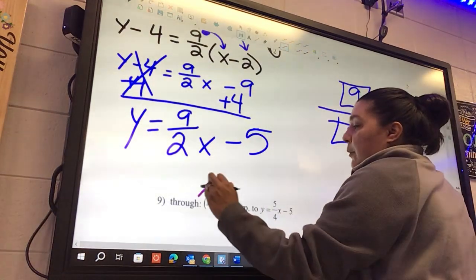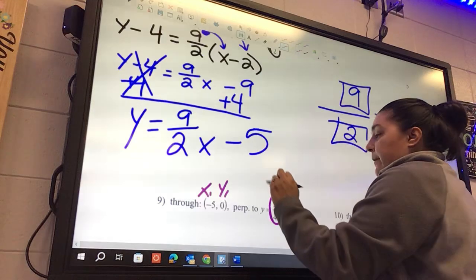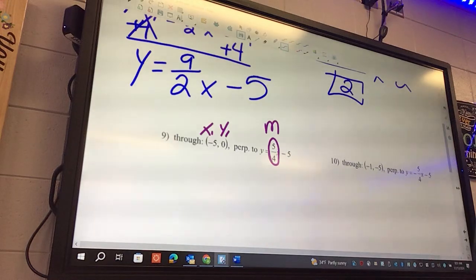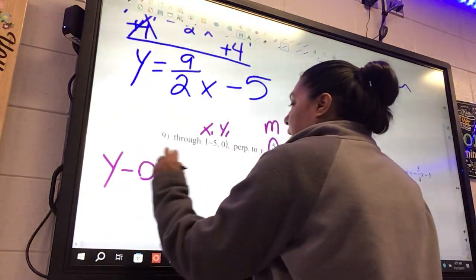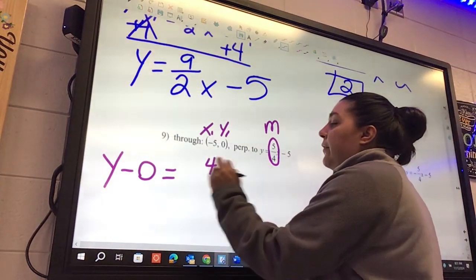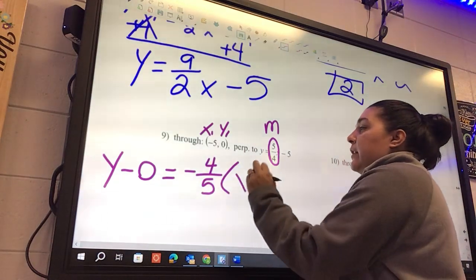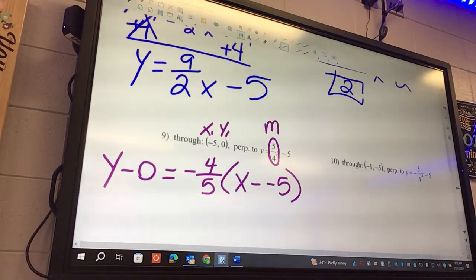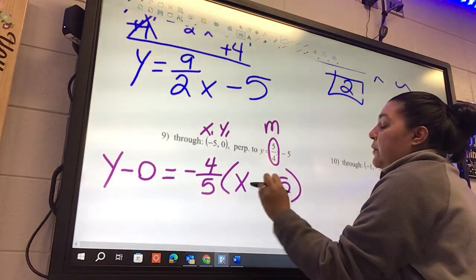Okay, number 9, we're going to label x1, y1, and this is my m. So it's going to be y minus 0 equals, okay, my m, is this parallel or perp? It's perp, so what do I need to do? We're going to flip it, so 4 over 5, and then make it a negative. And we got x minus negative 5. What is going to be my next step? Add the x and the 5 because it's double. Yep, so we need to change this first. It's going to have to be our first step.